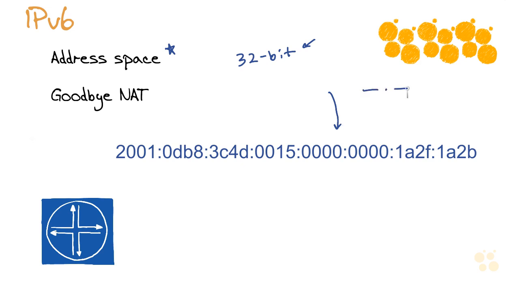Notice it is no longer the dotted decimal notation that we are used to with IPv4 in its 32 bits. Instead, it is a hexadecimal representation separated by colons. Remember, each of these hex digits represents 4 bits. So if you do the math here, we see there are 32 of those hex digits, and that's 32 times 4. That's a 128-bit address space.